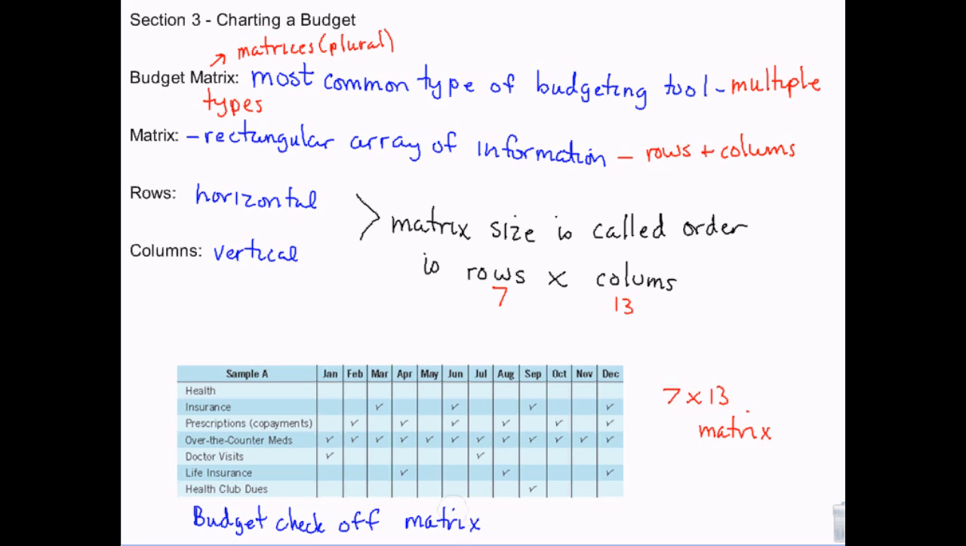I personally don't find these to be terribly useful. But what you do is you put a check on the months that you have to pay these things. So you know every month you're paying over-the-counter medications. January you don't have as many expenses as you do in April or June. December has the most. That just sort of gives you an idea of when things occur. But it doesn't give you the amounts. And that's why I don't find it terribly useful.